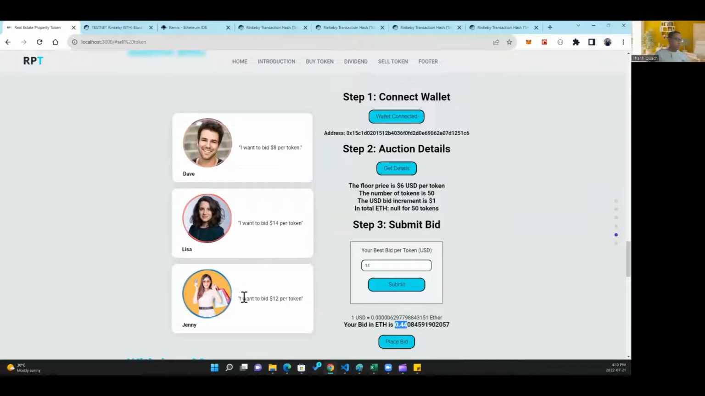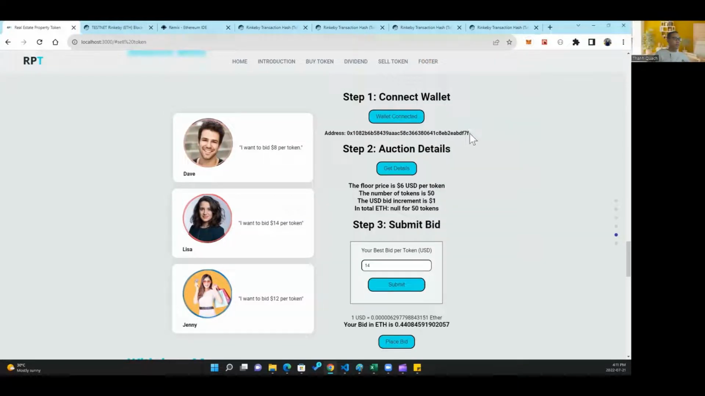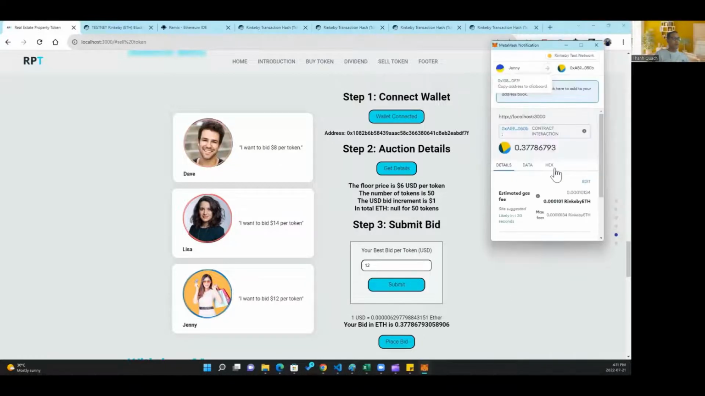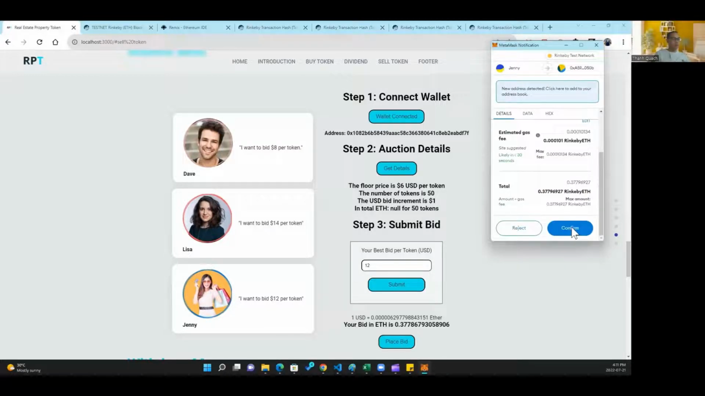All right, the last person who wants to bid is Jenny. So let's connect to Jenny's wallet. Jenny's current balance is 0.72, and let's connect to her account, D7F. And she wants to bid $12. Hit submit, and she wants to pay 0.37 ether for the auction. So we can just hit place bid. MetaMask will pop up to bid for the auction, 0.37. We just need to hit confirm.